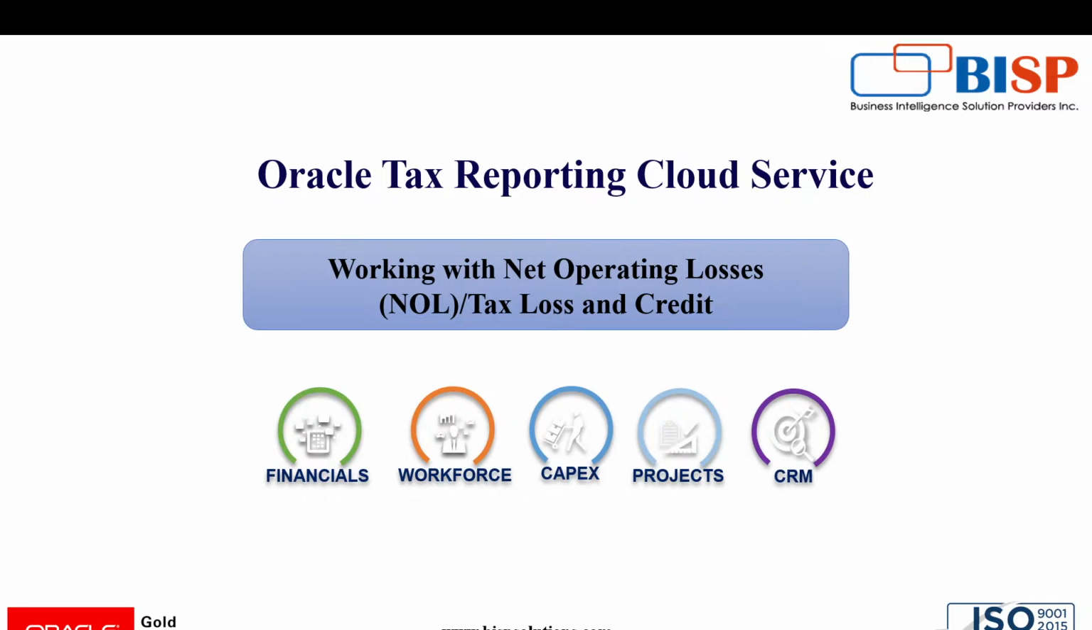Our topic for today is working with net operating loss, tax losses and credit. This is a crucial area in tax reporting, as the NOLs and credit not only impact how the company manages, but the tax income also plays a key role in effective tax planning and compliance. So in today's session, we are going to explore these elements that are automated and managed within the TRCS, making the process more accurate and efficient.